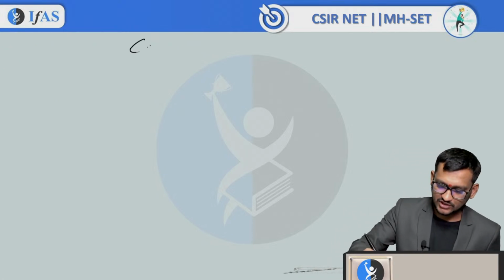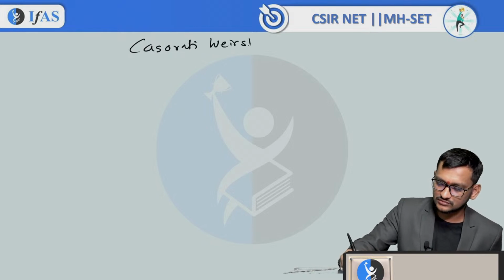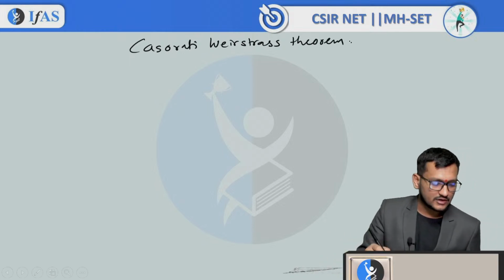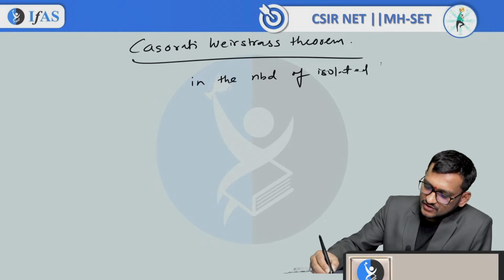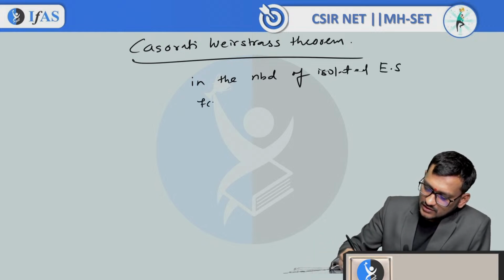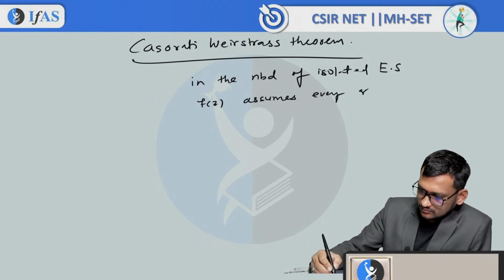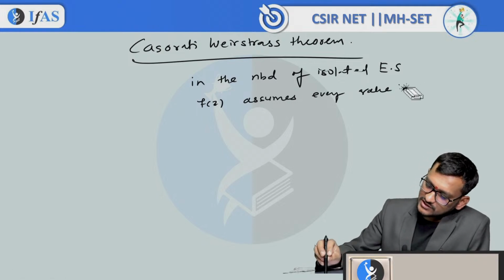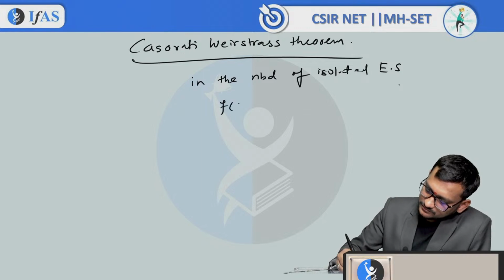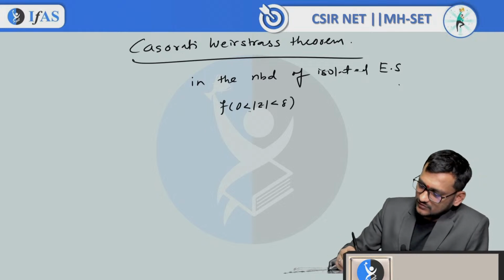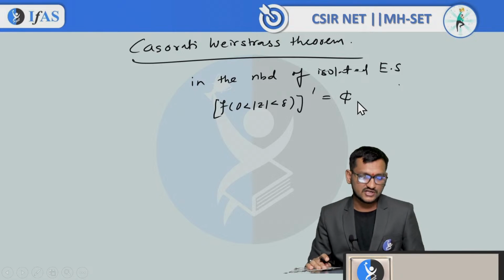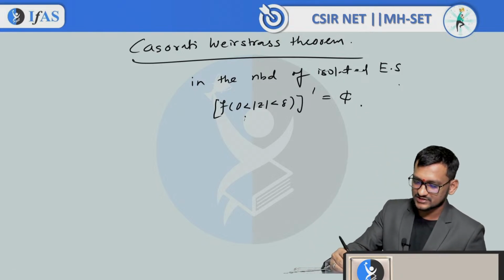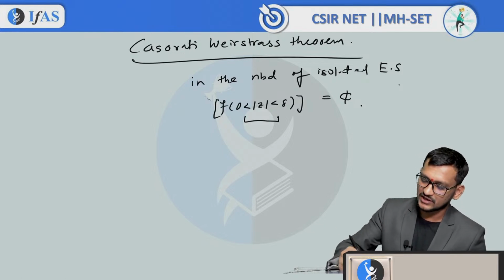So now let's try to understand the Casorati Weierstrass theorem. What this theorem says: in the neighborhood of an isolated essential singularity, f of z assumes every value in a range, or we can say f of this deleted neighborhood has a limit point C. This is our Casorati Weierstrass theorem. So what it's saying, the range becomes dense. F of this disk except 0, limit point is C, or we can say closure is equal to C.